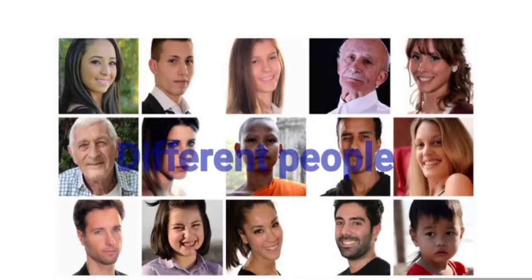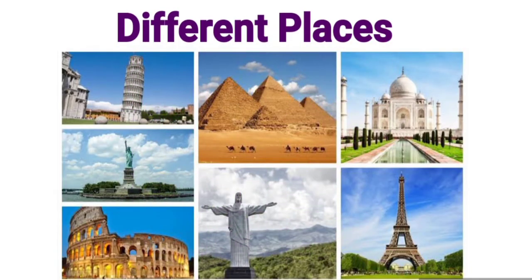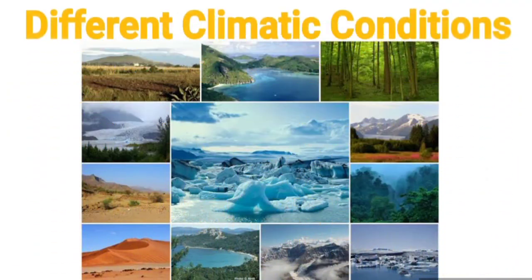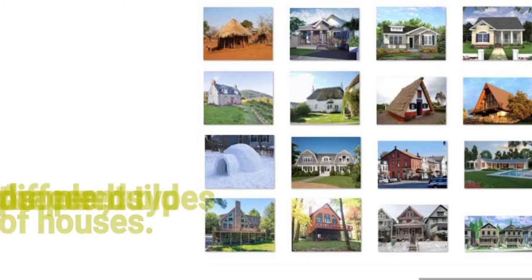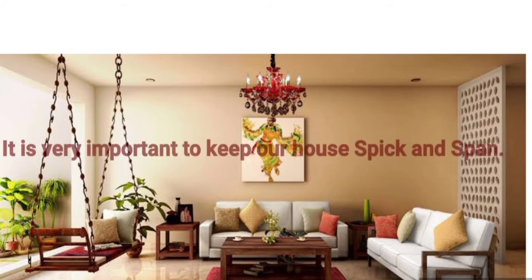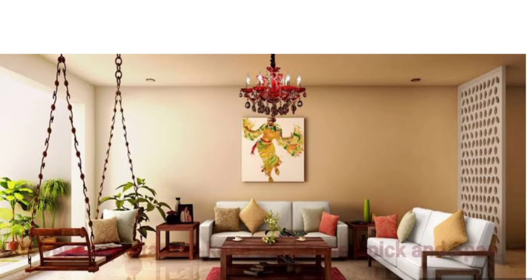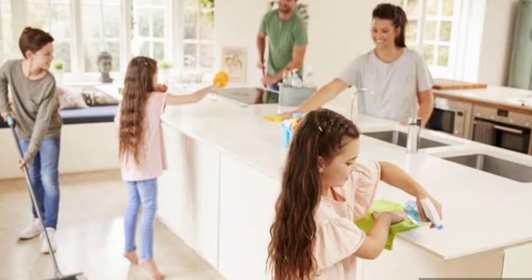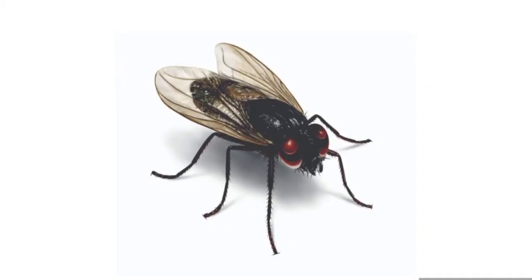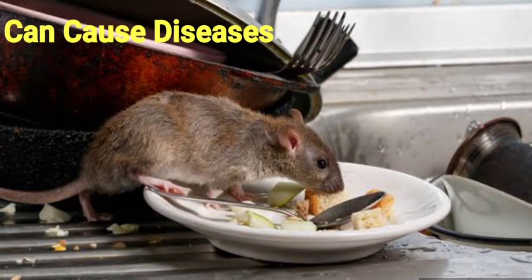There are different types of people in the world who live in different places, and these places have different geographical and climatic conditions. So, as per their needs, people build the different types of houses. It is very important that we should keep our house spick and span, that is neat and clean, because a dirty house may have flies, mosquitoes and rats which can cause diseases.